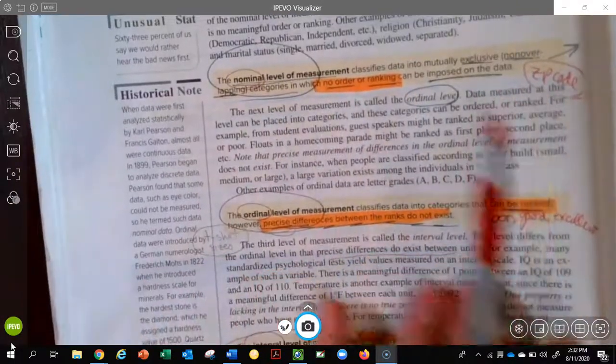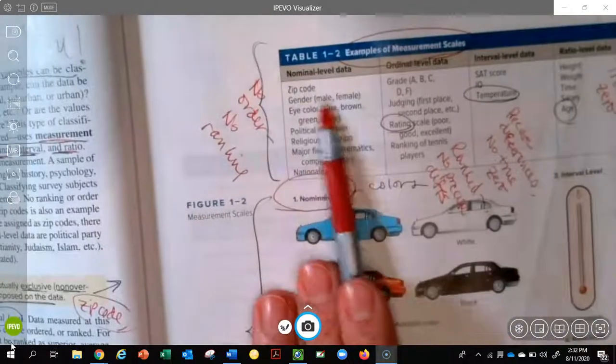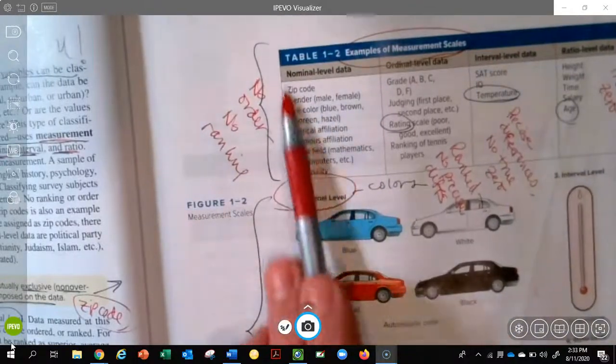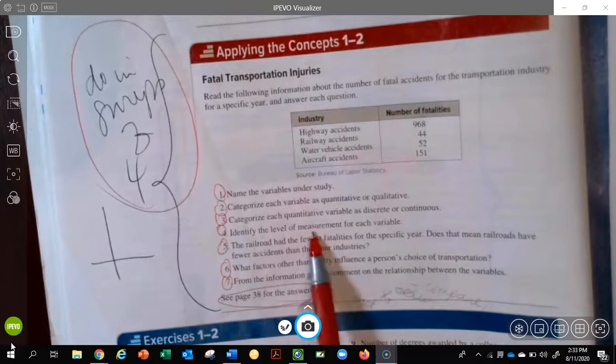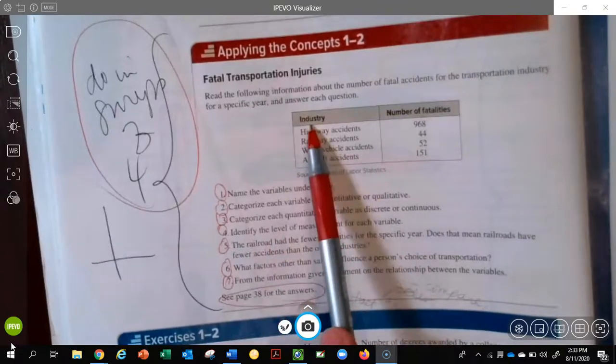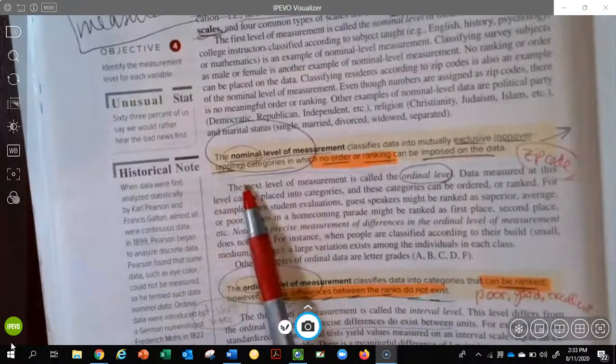An example is like zip code, and then even up here like gender, eye color. These are just buckets, nothing measuring and saying one's better than the other. So the level of measurement for industry is going to be nominal.